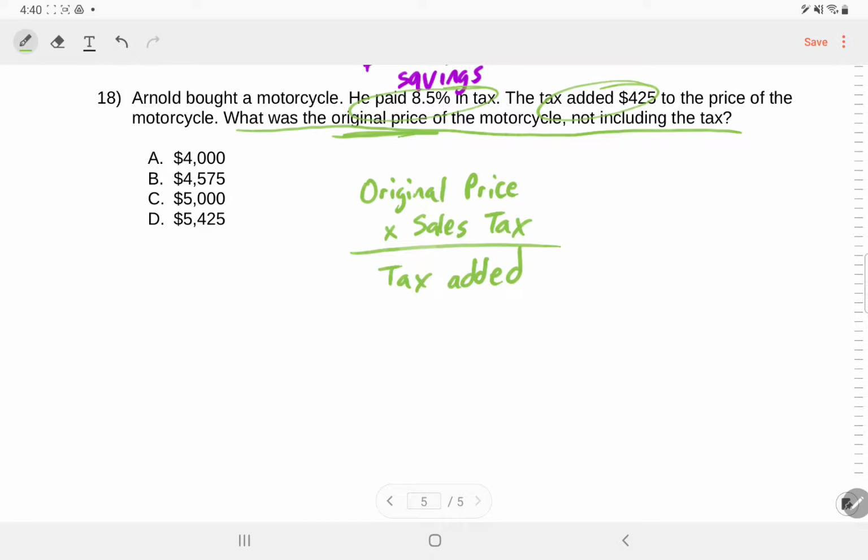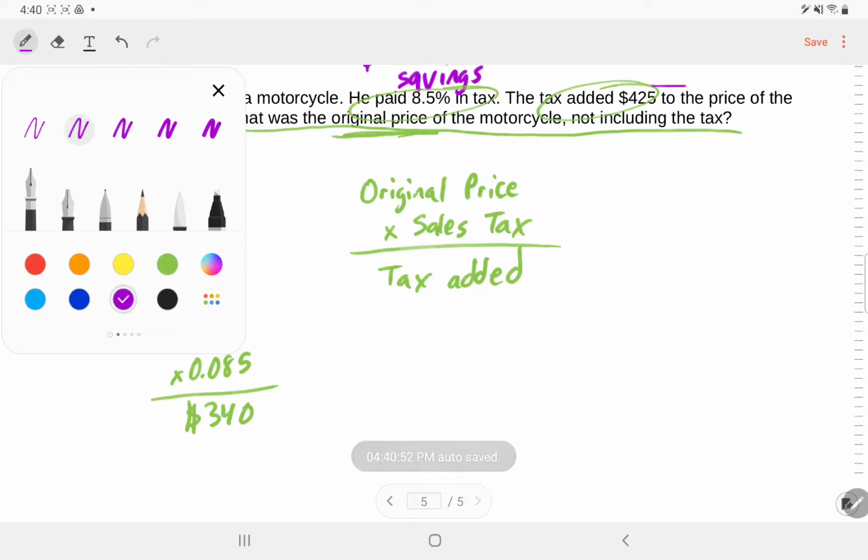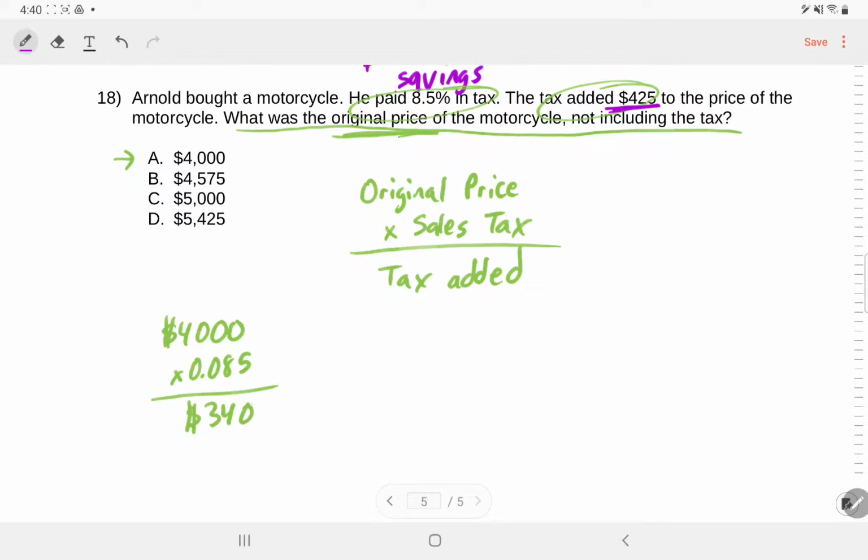So let's pick a number. Let's try out each answer one by one. Let's try out 4,000, and our tax is 8.5%. 8.5% written as a decimal is 0.085. So let's take 4,000 and multiply by 0.085. What do we get? We get $340 in tax added. Well, the tax added we're supposed to get is $425. It is not $340, so it can't be that answer.